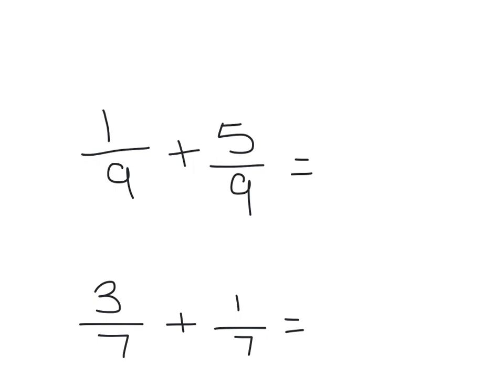So here I've got 1 over 9, add 5 over 9. So the 1 plus the 5 will give me the 6, and it would still be cut into 9 pieces. The next one, I've got 3 over 7, add 1 over 7, which will give me 4 over 7.